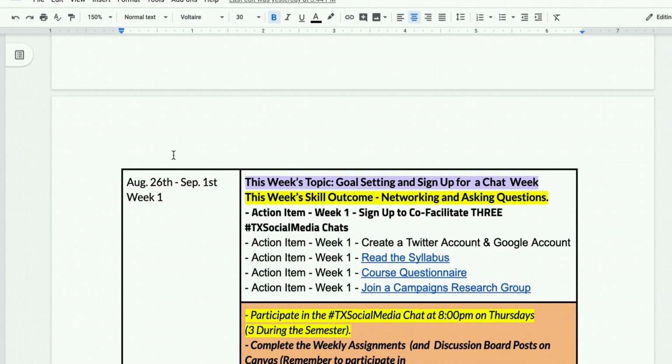So during week 1, anything in purple is going to focus on the topic of the week, and anything in yellow, especially in this box, is focused on the skill or the knowledge outcomes. So things you will be able to know and do upon completion of that week, or at least have an introduction to those concepts. Also, you will need to sign up to co-facilitate 3 Texas social media chats. And so those chats will be held on Thursdays at 8 p.m. And then it has the action items for the week.